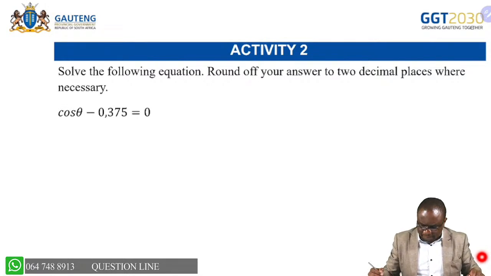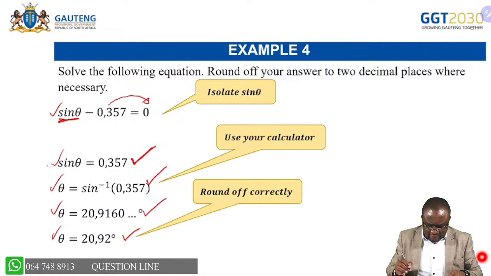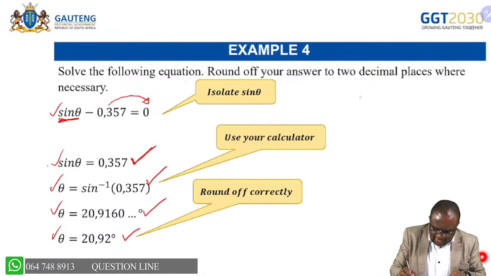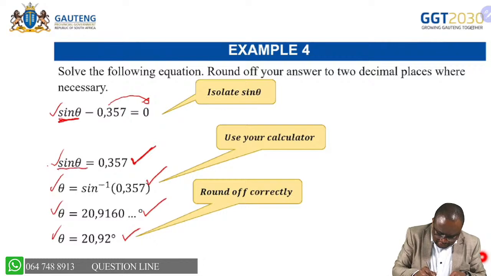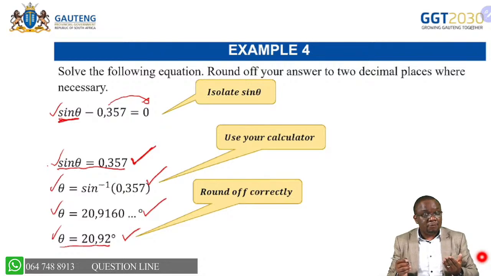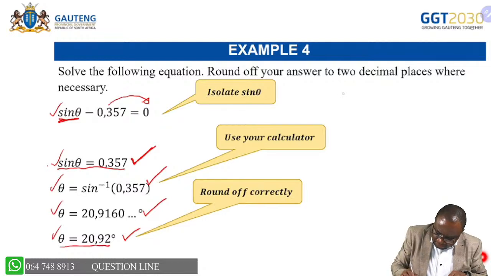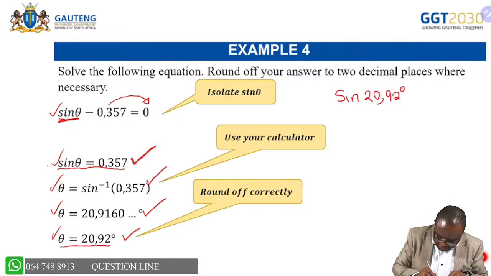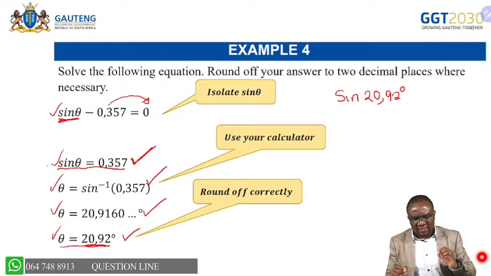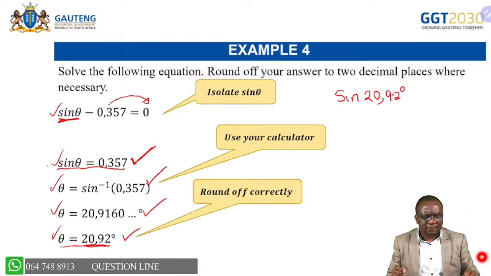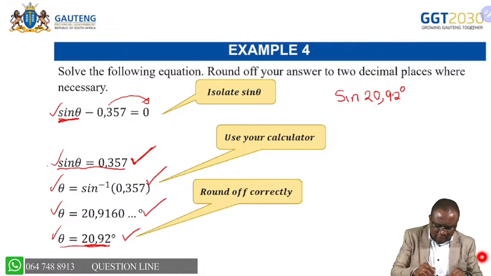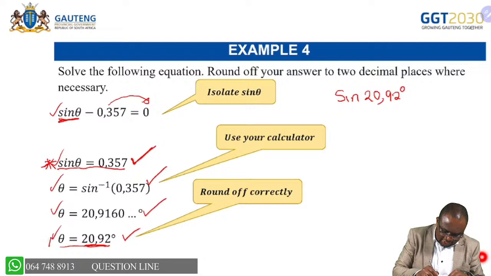Okay, right. Now, let me use this one and the answer here. Because of rounding off, the answer may not necessarily be 0.357. So now I'll start with this. What is sine 20.92 degrees? I'm using this angle here. What do you think the answer will be? Just check this part and the answer here.